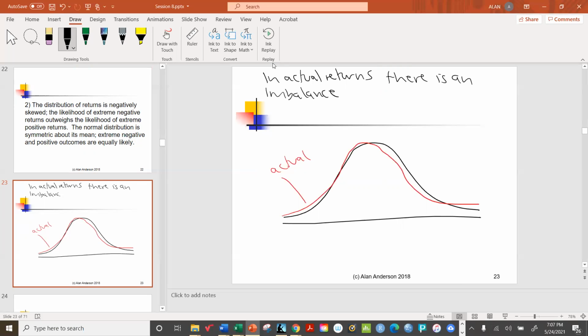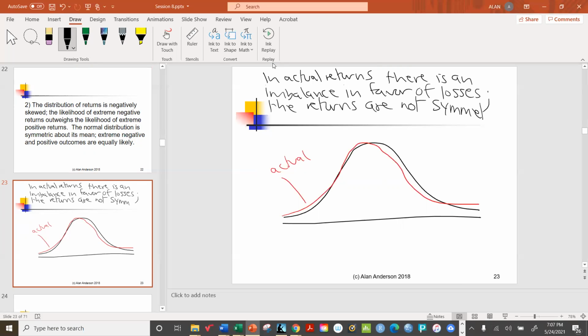In favor of losses. In other words, the returns are not symmetrical about the mean like they would be with a normal distribution. So you're likely to get more losses than you otherwise would if you had truly normal data.